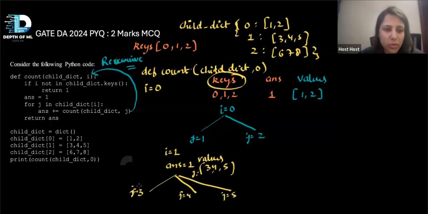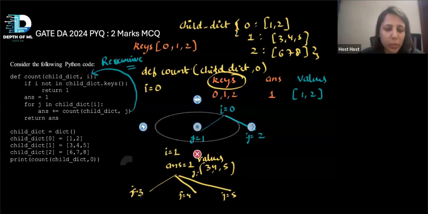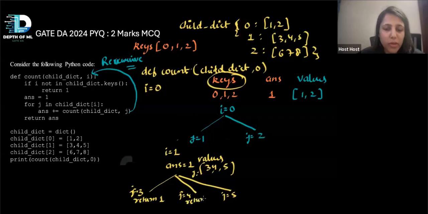Now for J is equals to 3, let's see what's happening. So for J is equals to 3, it will check if I is in the child dict keys, right? So my keys are 0, 1, 2, 3 is not there, right? So it will return 1. So it will do return 1, right? So it will return 1 here, right? Similarly, it will return 1 for 4 also, and it will return 1 from here also. So this is return 1, right?